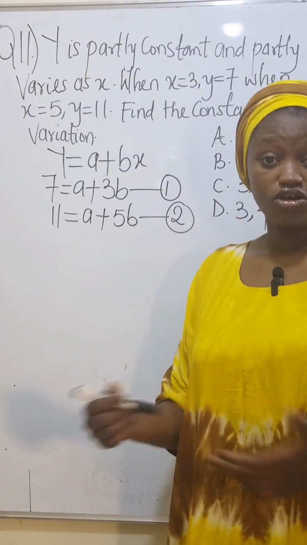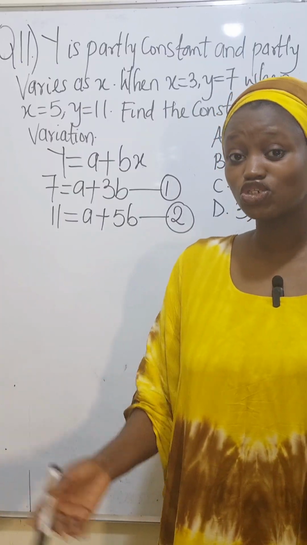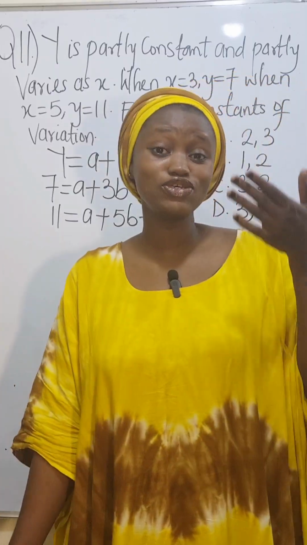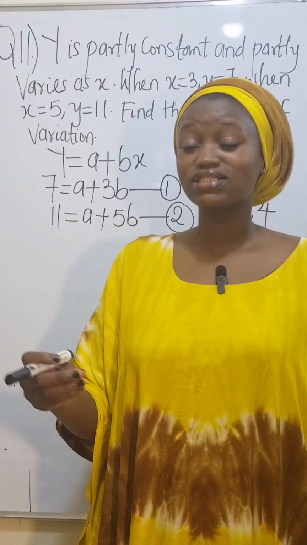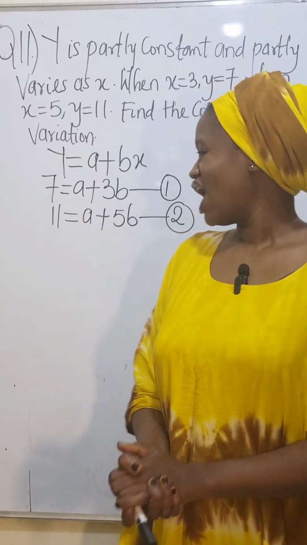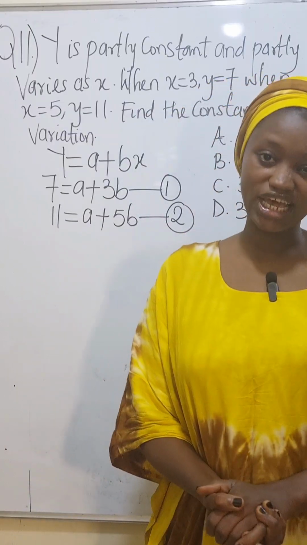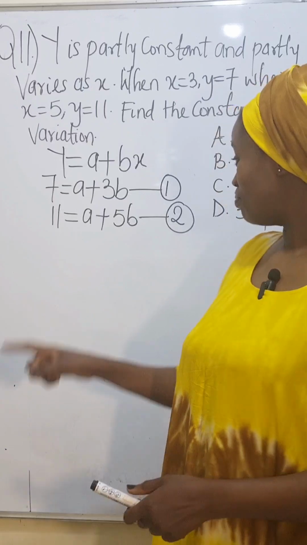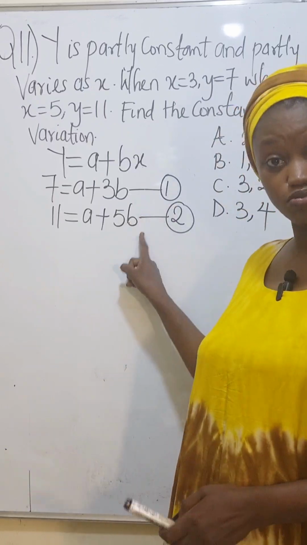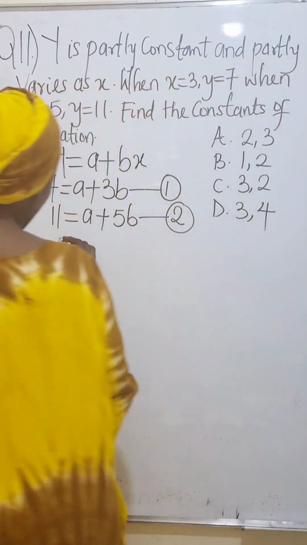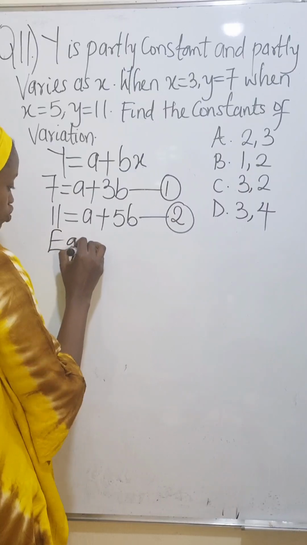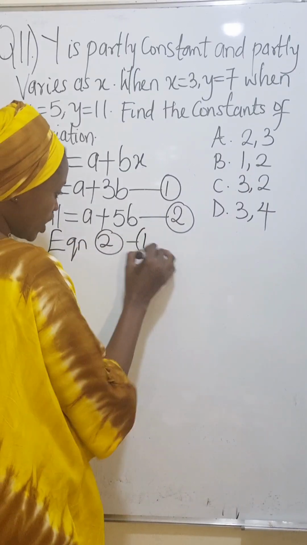Looking at this, from simultaneous equations, we have two methods, right? You can use the elimination method or decide to use the substitution method. For the purpose of this class, let's use the elimination method. It makes it easier by subtracting equation 1 from 2. So what this means is we're going to be having equation 2 minus 1.